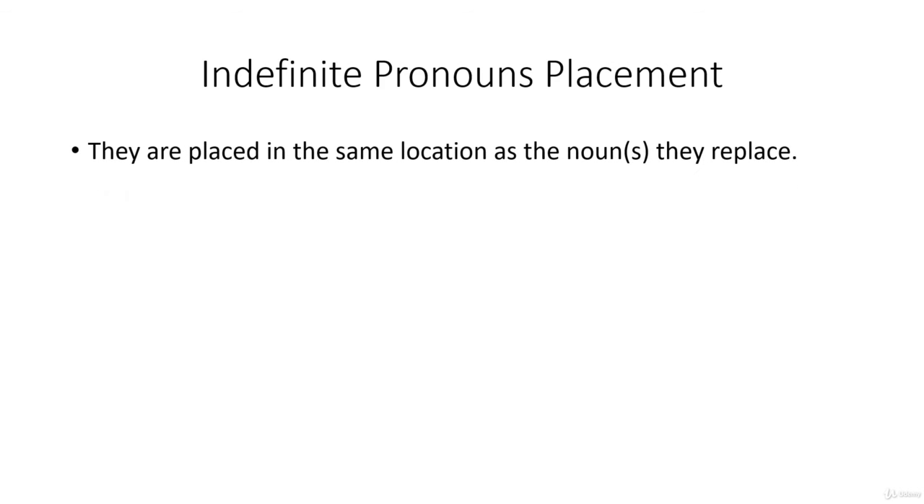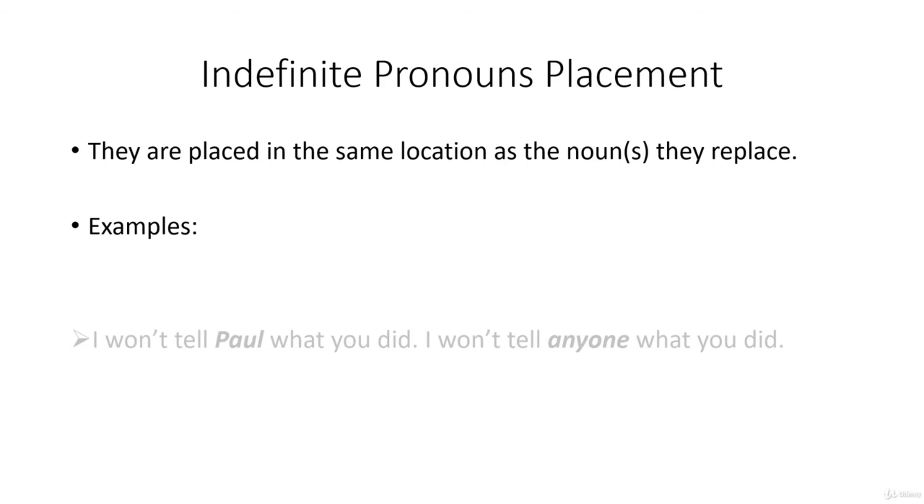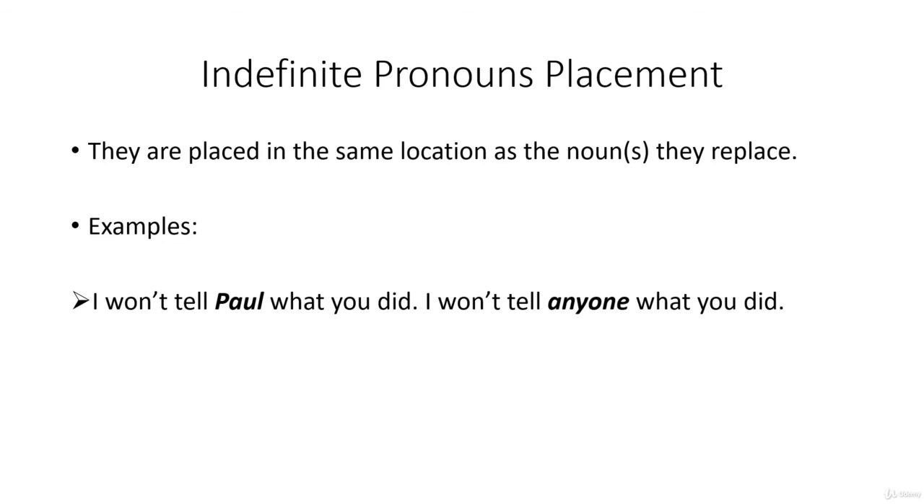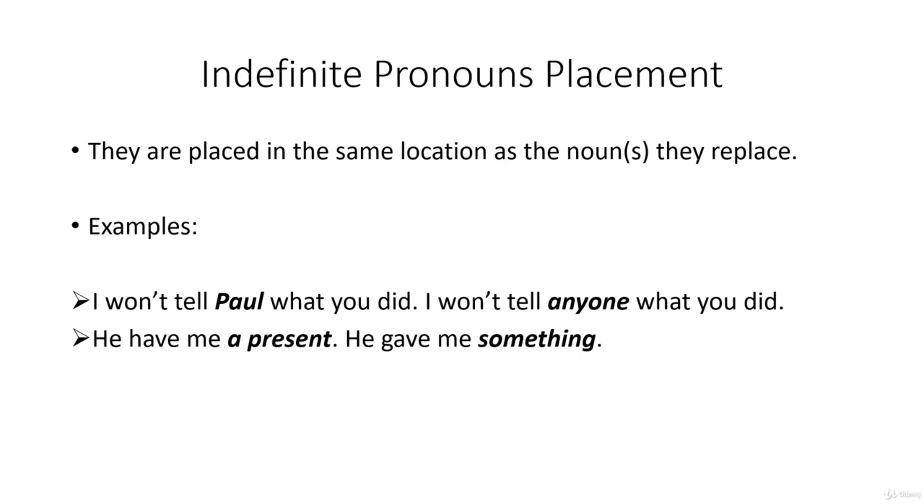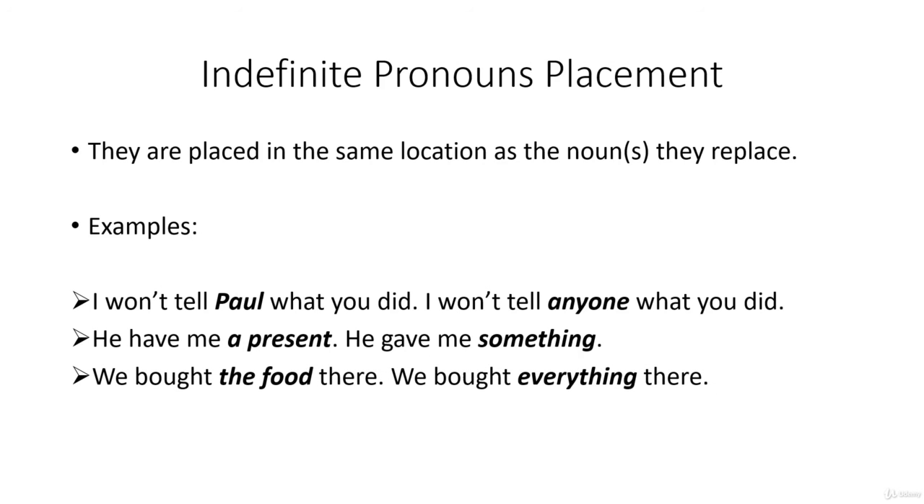Indefinite pronoun placement. They are placed in the same location as the noun or nouns that they replace. And here are some examples to illustrate this. I won't tell Paul what you did. I won't tell anyone what you did. So the same location is used. He gave me a present. He gave me something. We bought the food there. We bought everything there.